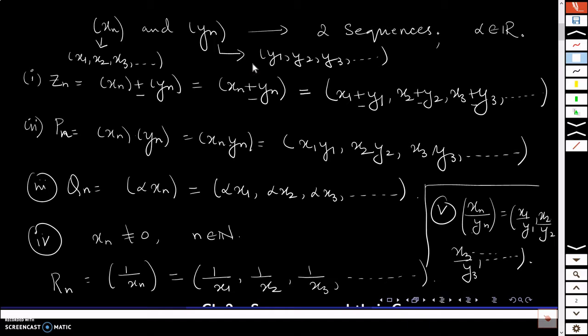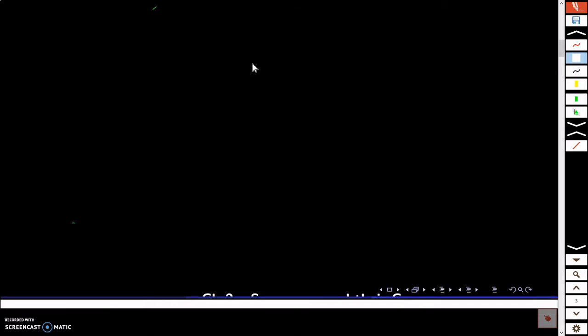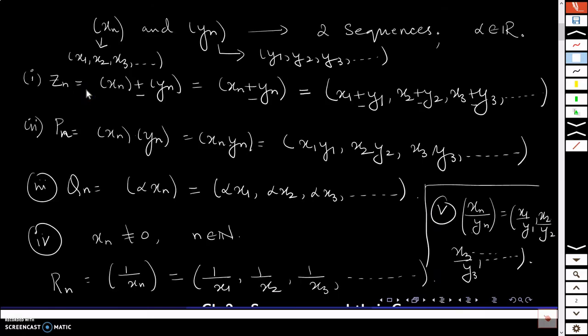Now let me take examples of some sequences that we have already seen, and we will try to apply this idea to those sequences. All right. So let's take xn equal to, for example, 1 by n for each natural number n, and let's take yn to be, let's say, the constant sequence 2 for all n.